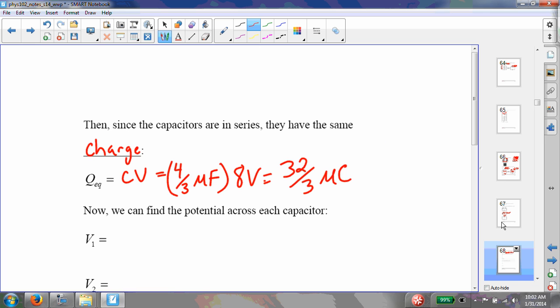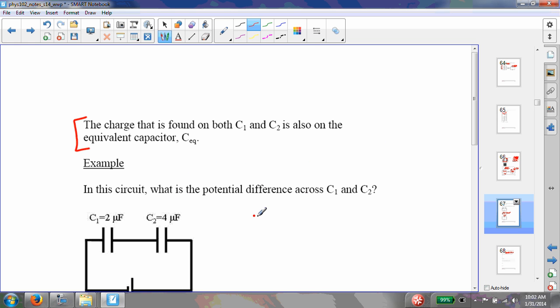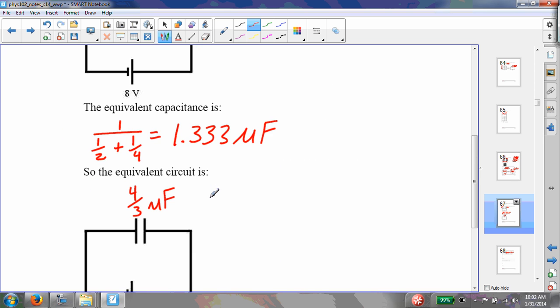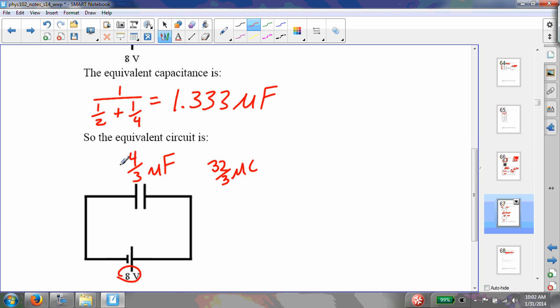If I go back and look at this circuit, I have 32/3 of a microcoulomb here, and 32/3 of a microcoulomb here. I have the same charge on each of those capacitors as what I had here. I also had 32/3 of a microcoulomb here, which was just 8 volts times the capacitance, which gives me the amount of charge on that capacitor.